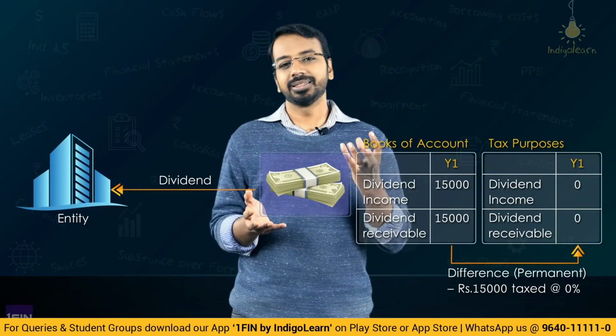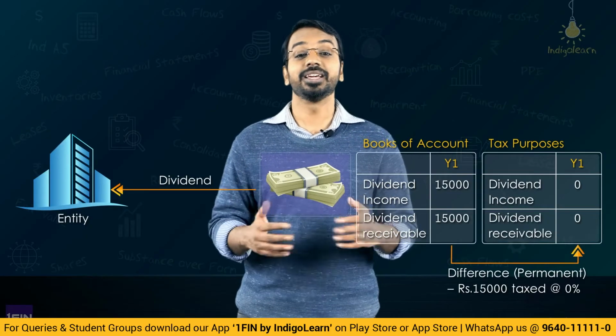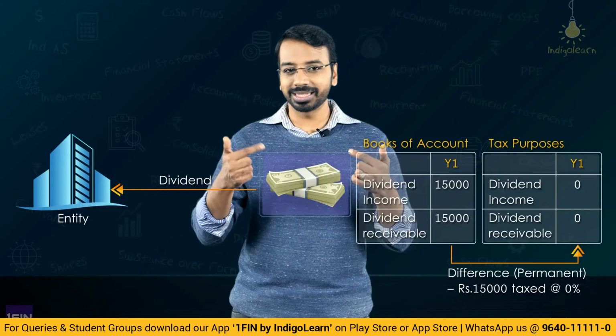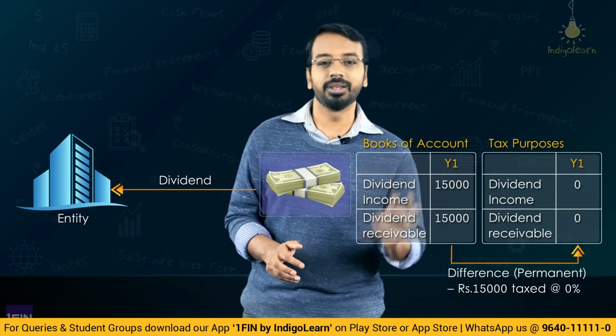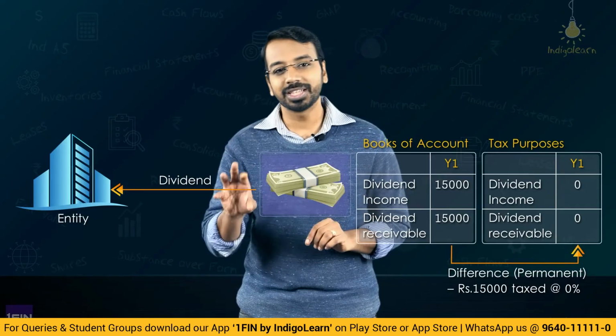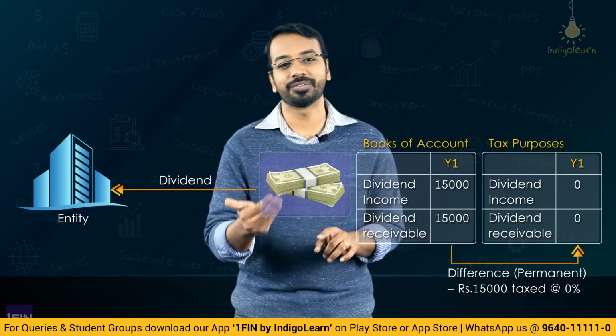There is no difference. Now for this, if you apply the income approach, what would you have told? You'd have said that this dividend is never going to be taxed. So this is a permanent difference, and hence there is no deferred tax impact. Now in this analysis of balance sheet approach, we'll say 15,000 of dividend receivable is the carrying amount, 15,000 is the tax base, the difference is zero, and hence there is no deferred tax impact.